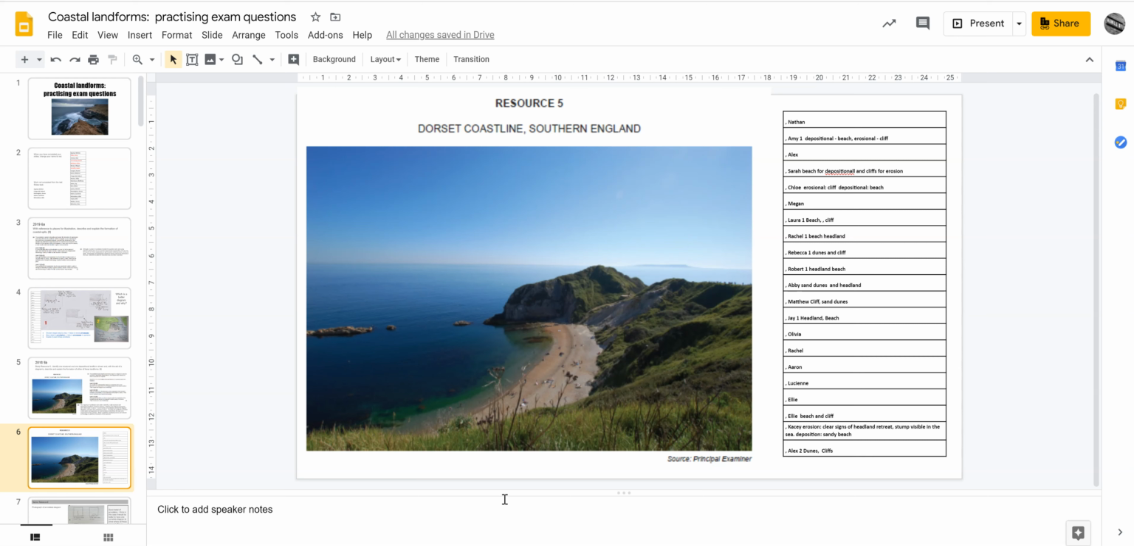Now, what I then was able to do, there's their list of names again, was to ask them to identify the depositional and the erosional landform. And I did see some answers coming in that were correct, but I also saw some answers coming in that were not correct. Some students were identifying things that aren't really there.